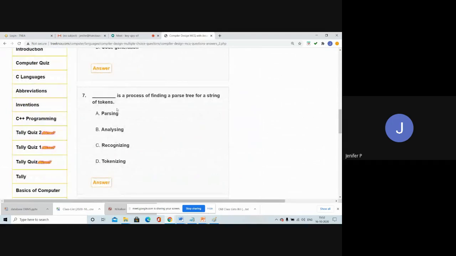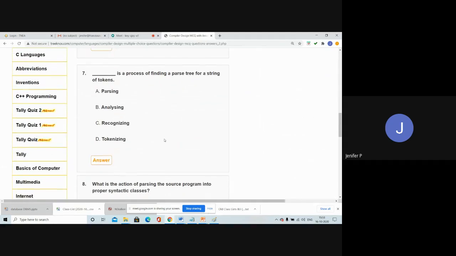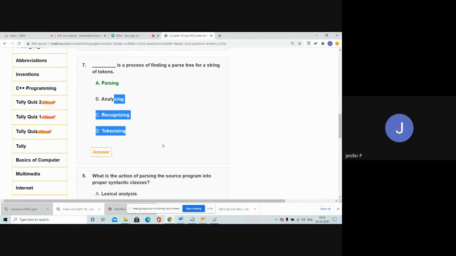And the next one, dash is a process of finding a parse tree for a string of tokens. A very simple one. So from the tokens, you are constructing the parse tree, what is the process? Processing, analyzing, recognizing, tokenizing, all these things are the same. So what will be the answer? Your answer will be parsing. So parsing is the process of finding the parse tree.